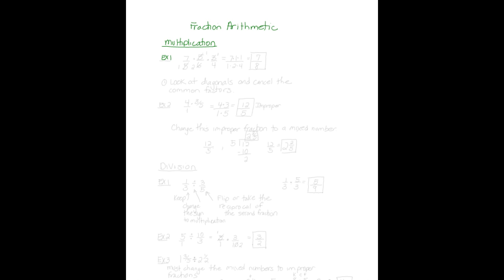Example 1. 7/5 times 5/6 times 3/4. First thing we want to do is look at the diagonals and cancel the common factors.